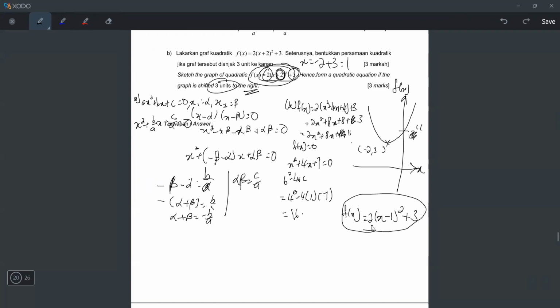The 2 stays the same, and then (x plus 2) squared changes to (x minus 1) squared already because the new axis of symmetry is x equals 1, right? And then we have to change sign, so -1, and then the 3 stays the same. Okay, so that's how you do it.